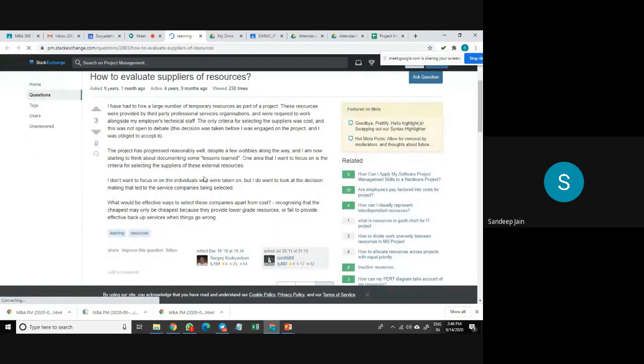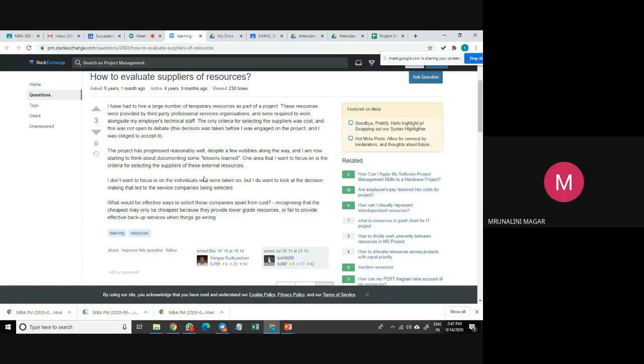Can one of you read this question? How to evaluate supplier resources? So we are talking about manpower resources, not material resources. I have had to hire a large number of temporary resources as part of a project. These resources were provided by third-party professional services organizations and were required to work alongside my employer's technical staff. The only criteria for selecting the suppliers was cost, and this was not open to debate. This decision was taken before I was engaged on the project, and I was obliged to accept it.